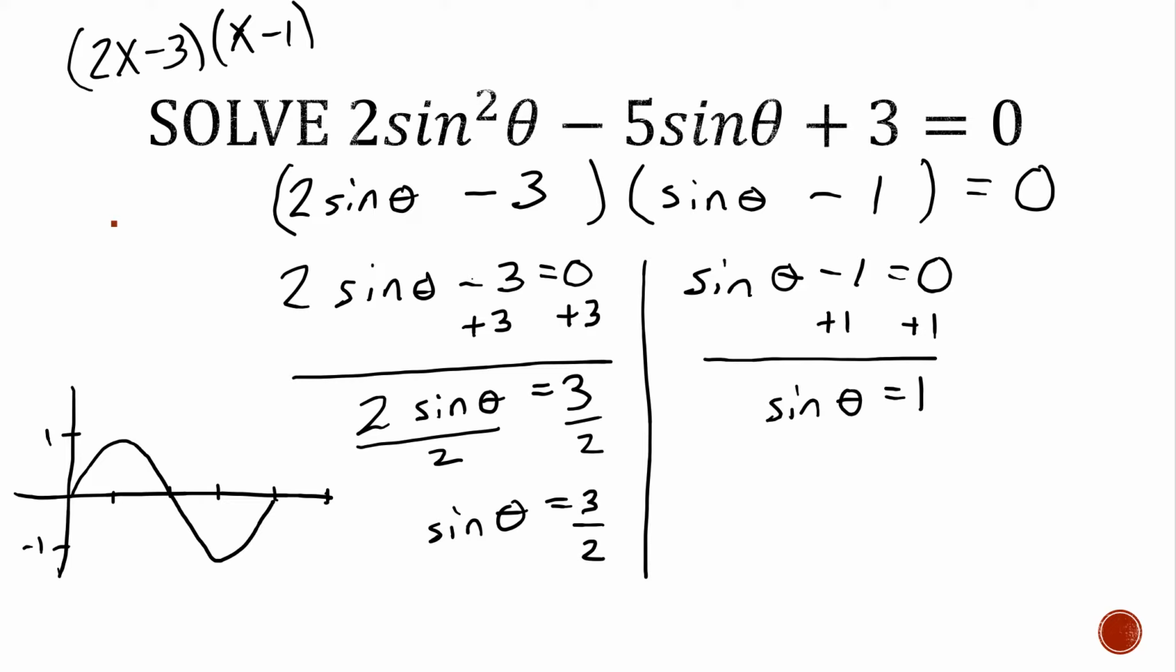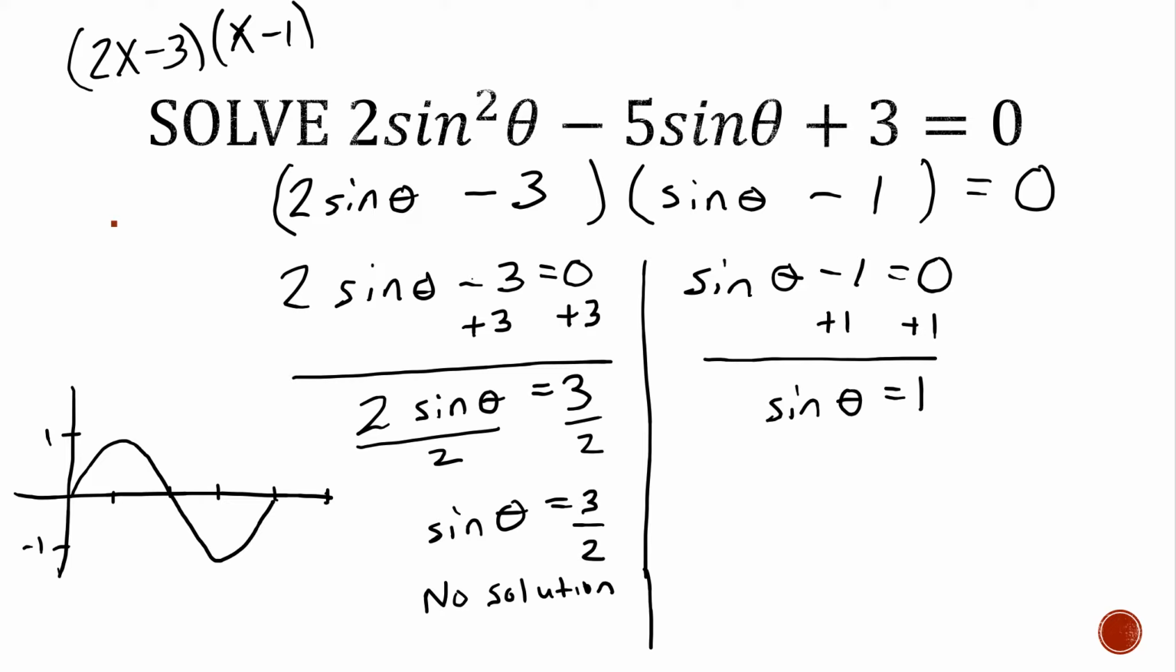All right, well, obviously this doesn't exist because the highest point on the sine graph is 1, and we know that. So there is no place where sine is equal to 3/2. All right, so this one is kind of a no solution. That is not possible. Now let's look at the other one.